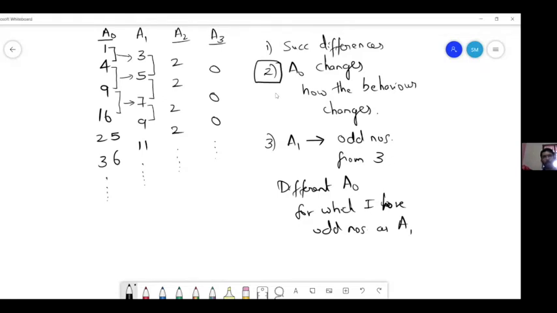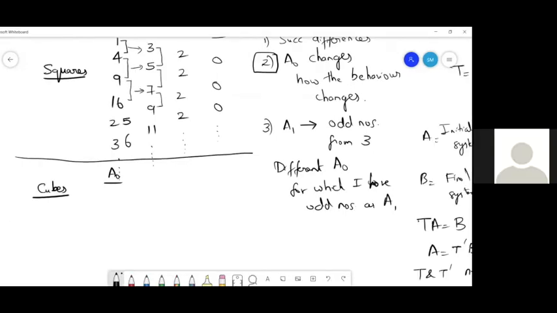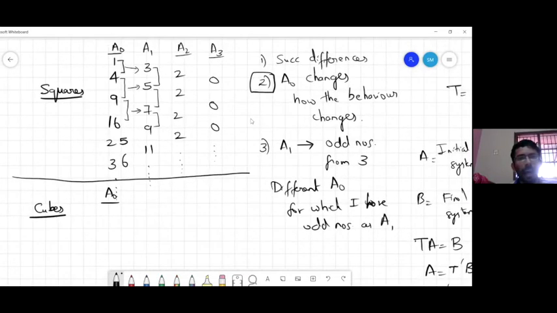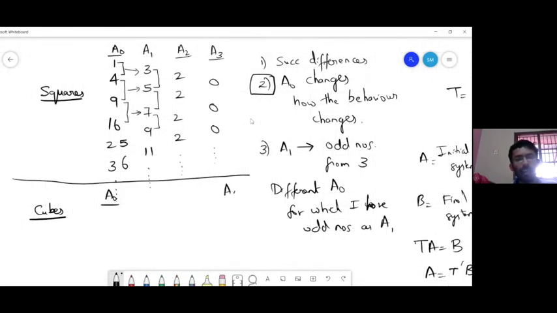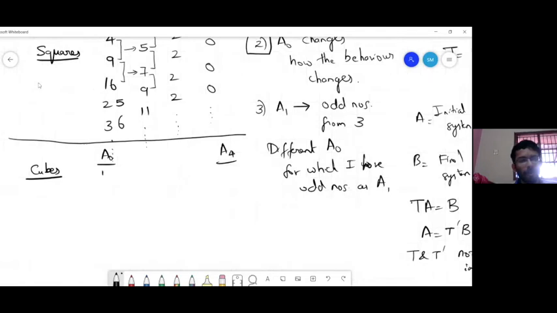So if A0 changes, here we have taken squares, right? So what will happen if you take cubes as A0? Can you check and tell what will happen? Yeah. So for cubes, you found out that at A4 it becomes 0, right? So at A4, the cube sequence should be something like 1, 8, 27, 64, then 125, and so on.